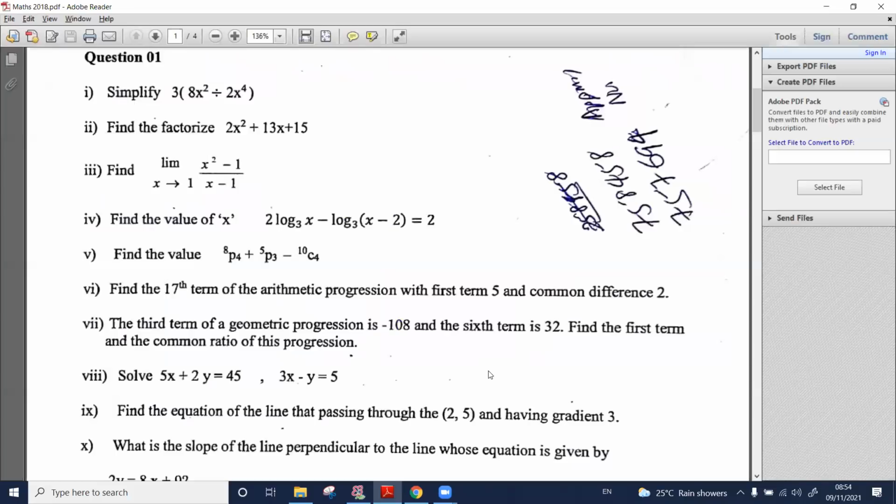Part 5. Find the value of this permutation and combination related one. 8P4 plus 5P3.